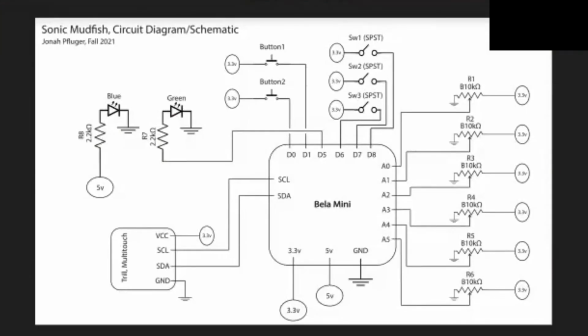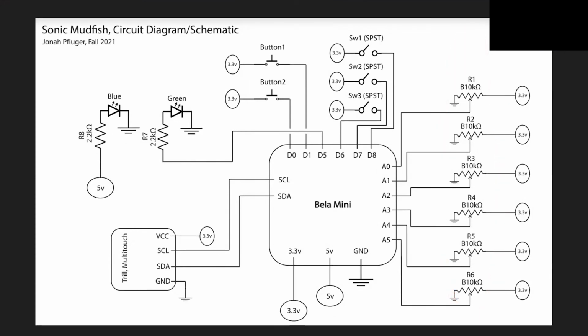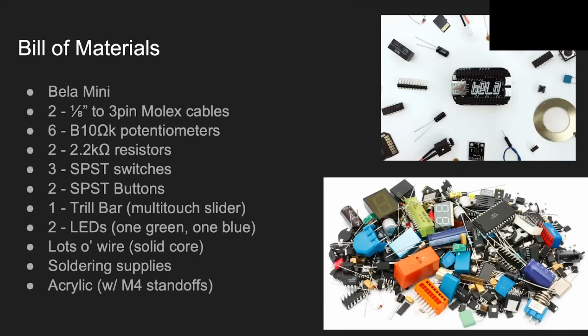Here's a quick schematic of the system itself. Over here, we can see the potentiometers, those being the knobs that you saw on the system. Switches and buttons go to the digital inputs of the computer, along with the LEDs that you saw on the bottom, and also that multi-touch sensor that can take up to 5 inputs at once, controlling the synthesis algorithm. This is the bill of materials. I won't go through this line by line, but I think it is fun to know that these are the different electrical components and supplies that went into building this.